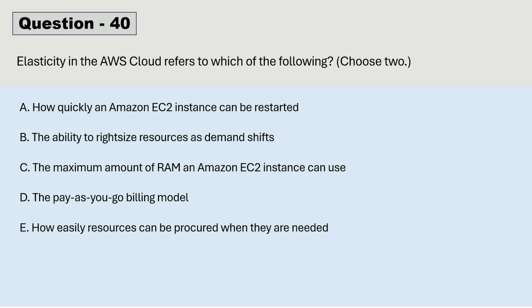Now let me reveal the correct answer. Option B, the ability to right size the resources as demand shifts. That is a correct option because this is the main feature of elasticity. Whenever there is an increase in the load or increase in the traffic, the instances should be available to right size the resources. It should scale up, and in case of a decrease in the traffic or load, it should downgrade the resources, like either the instance type or the number of EC2 instances. This is elasticity. And how easily resources can be procured when they are needed. So whenever you require the resources, they should be available.